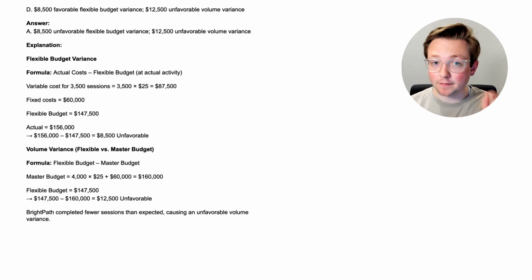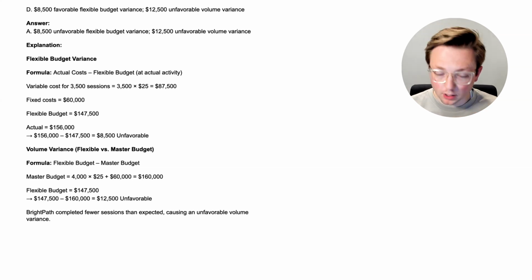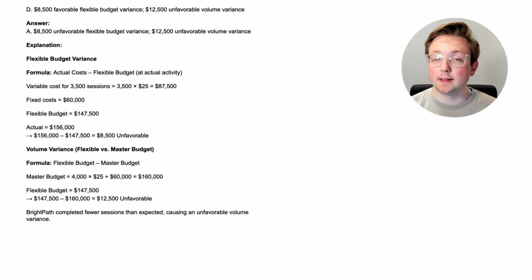And the reason that that's unfavorable is because it's less, because they had fewer sessions than they were expecting. When it comes to a volume variance, if you have less than you're expecting, then that variance is actually unfavorable, because they wanted to be up at $160,000, because that hopefully would have meant that they would have had 4,000 sessions or maybe more than that. And so that's a $12,500 unfavorable variance. So with that, now let's go to the next question.